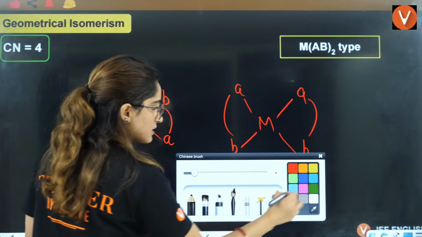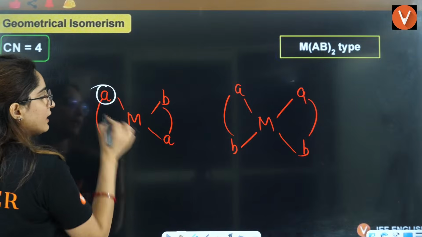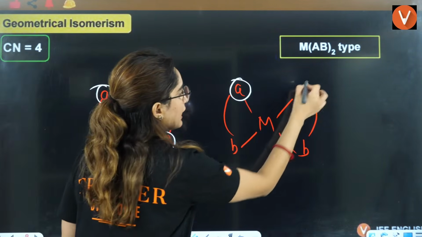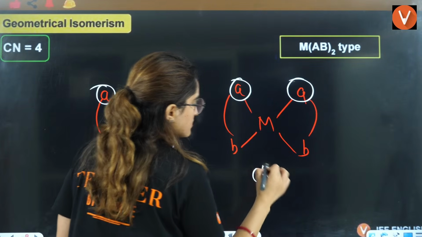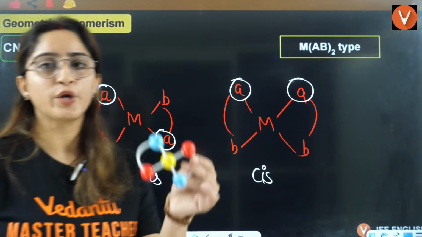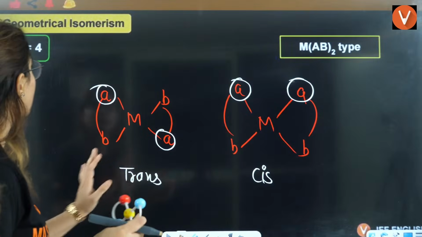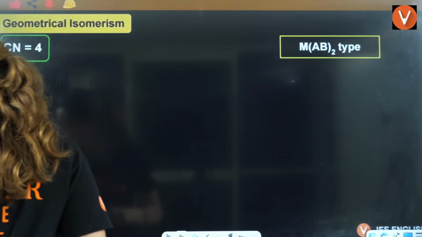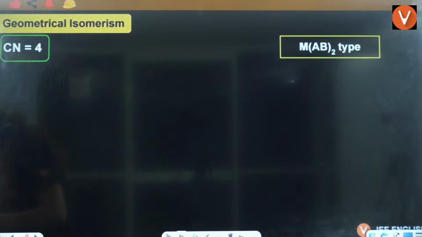Now if you see this, A and A are opposite, so this will be trans. A and A are next to each other, this will be cis. That's how you're going to have cis and trans. Next you will have AB2. Achha, this we have done. Now the other one, AB2, we have done.